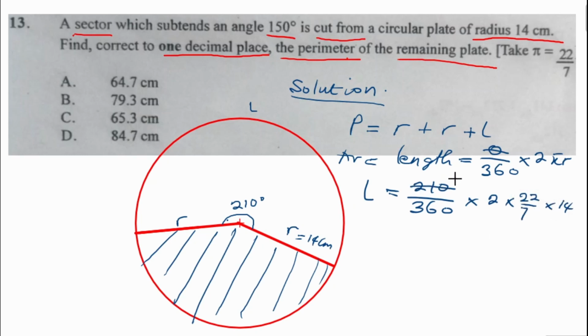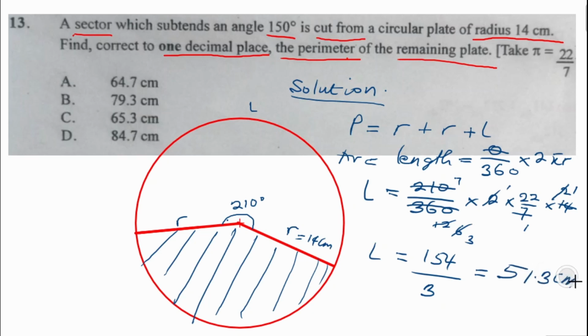30 will go here 7 times, and go here 12 times, and then this 2 goes here 1 and goes here 6, and then this 7 divides here 1 and divides here 2. 2 divides here 1, divides here 3. So the length L now becomes 7 times 22, which is 154 divided by 3, which will be equal to 51.3 centimeters.